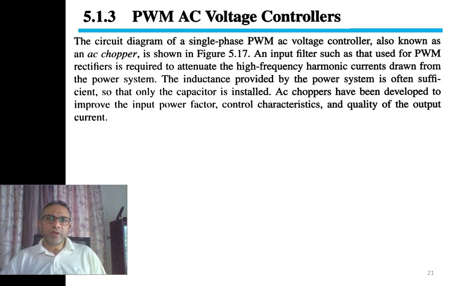The PWM AC voltage controllers are used to improve the power factor, the control characteristics, and the quality of the input current. These are the major targets to be achieved by the PWM voltage controller. So now let us look at the circuit diagram.